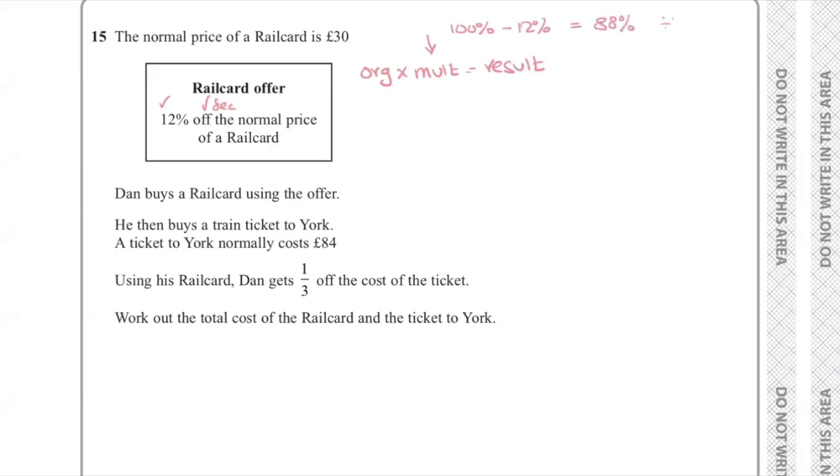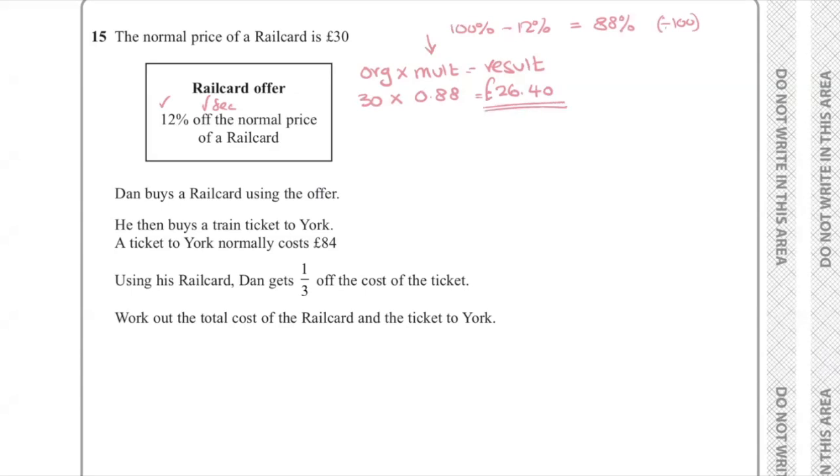You divide through by 100 to just get the decimal version, and our multiplier is 0.88. The rail card was £30, and that gives us 26.4, or if you want to write it as money, £26.40. So that is going to be the cost of our rail card.